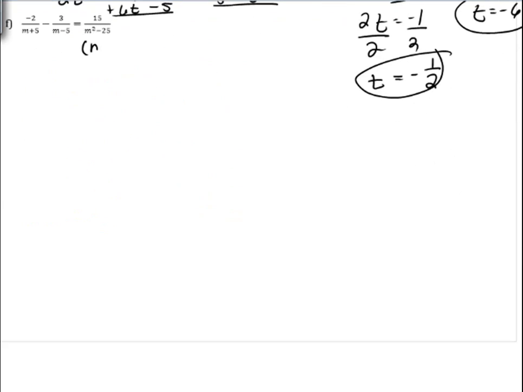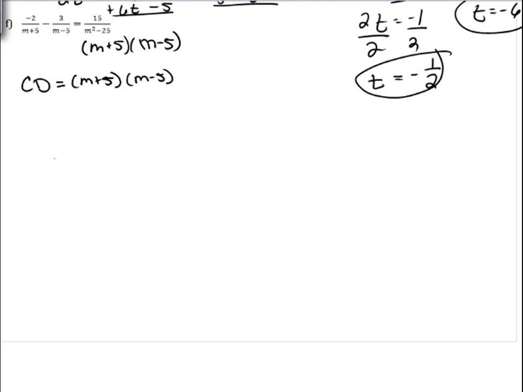We need to factor the m squared minus 25. That factors as m plus 5 times m minus 5. And then we need to find our common denominator. So write your first denominator down, that's m plus 5. And look at the second denominator, and it's different, so we need to add it, the m minus 5. And then looking at the last denominator is m plus 5 times m minus 5, which is what we have already, and so our common denominator is m plus 5 times m minus 5.